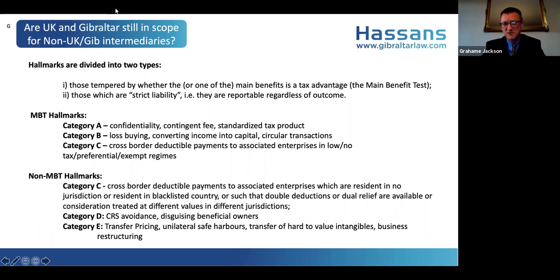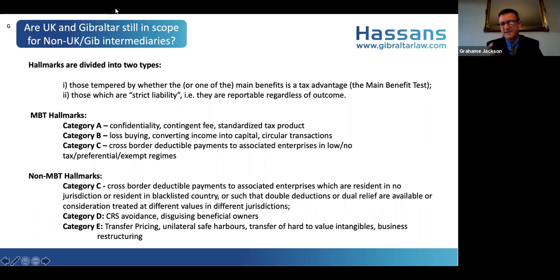Some people believe that a territorial regime amounts to an exemption of tax of income which is outside the territory. I am firmly of the opinion, and I think Gibraltar as a whole, which has a territorial regime, is of the opinion that that's not an exemption. That's just the way the system works. And we could, again, talk for quite some time about that. It's certainly worth thinking about.